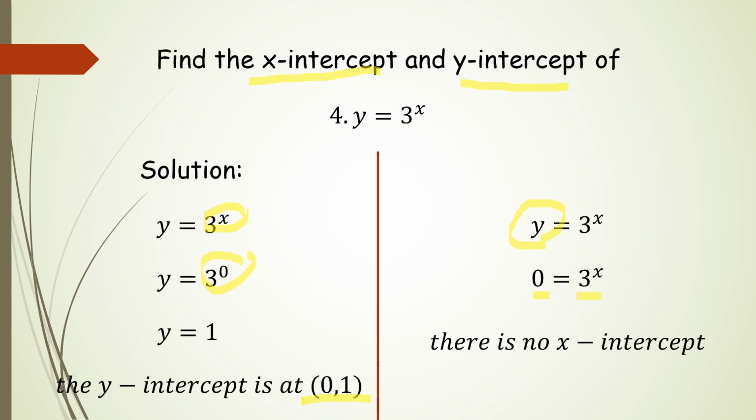So remember, when writing an intercept, it is not just y is equal to 1 or x is equal to 1 when writing the x-intercept. It is always written as an ordered pair.